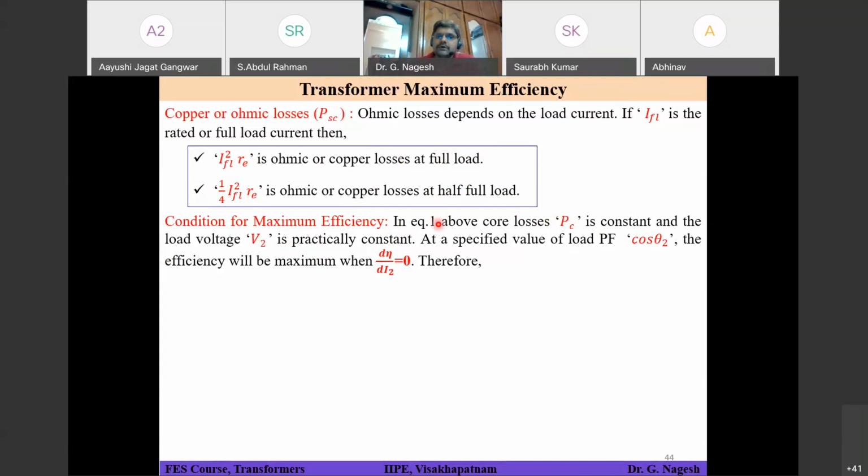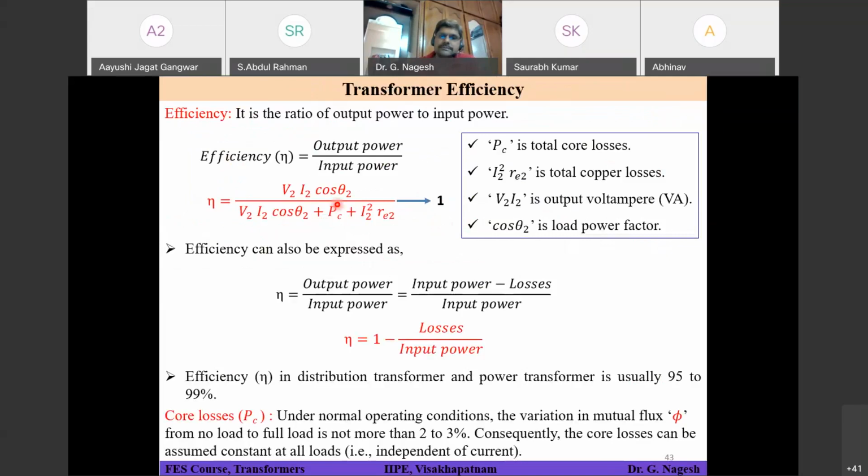So in equation 1 above, core loss PC is constant. V2, the secondary terminal voltage, is also constant. And for a specific power factor load, if the current I2 is varying, then we are going to find out the condition.